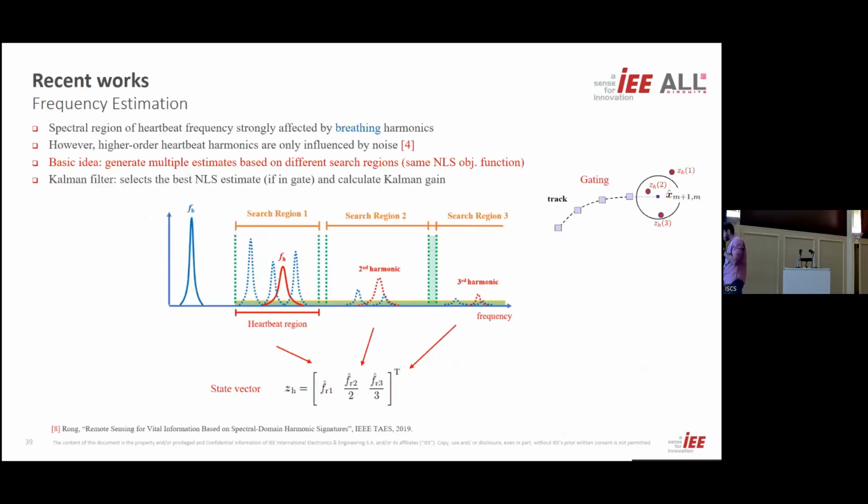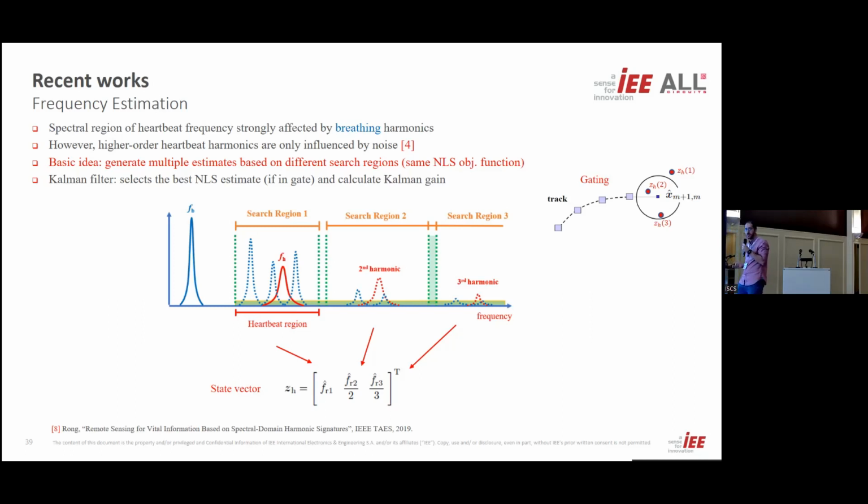However, here comes one more challenge. Now we were trying to estimate the heart rate, and what happens is that the spectral region of the heart frequency is usually overwhelmed by breathing harmonics. If we breathe around 20 BPM, and our heart rate is close to, I don't know, 60, 70 BPM, the second, the third, and the fourth harmonics of the breathing will go over the heartbeat region. So it is very difficult to estimate the heartbeat from the region of the fundamental frequency.